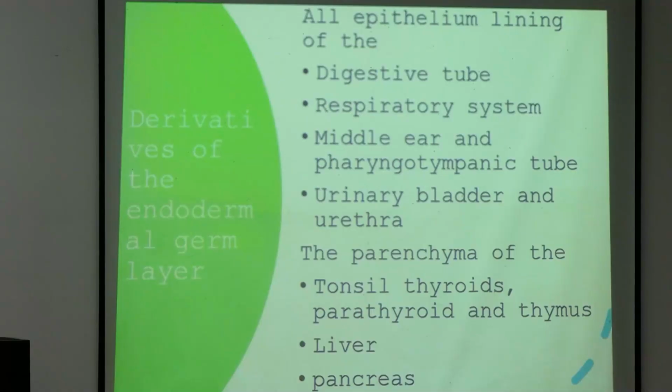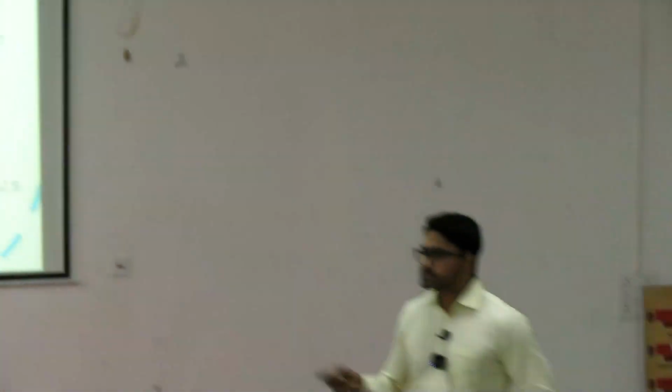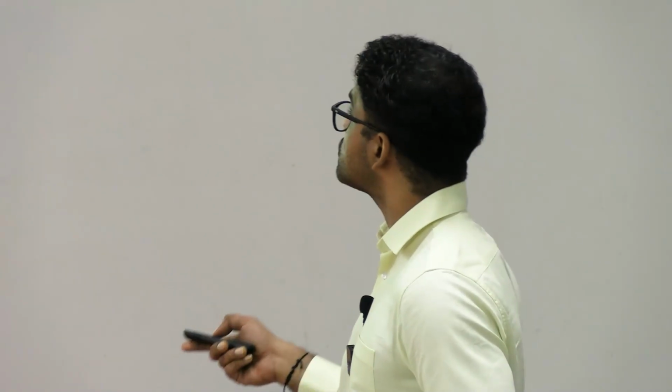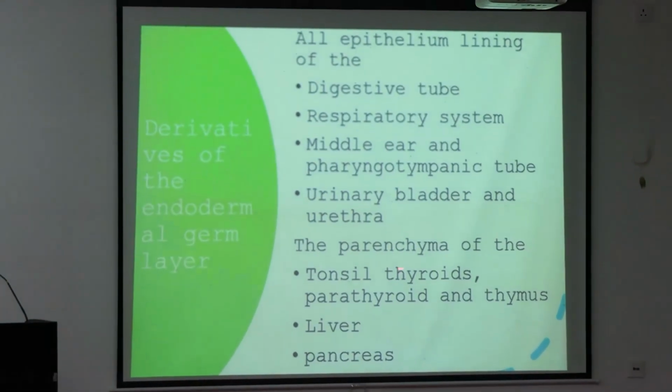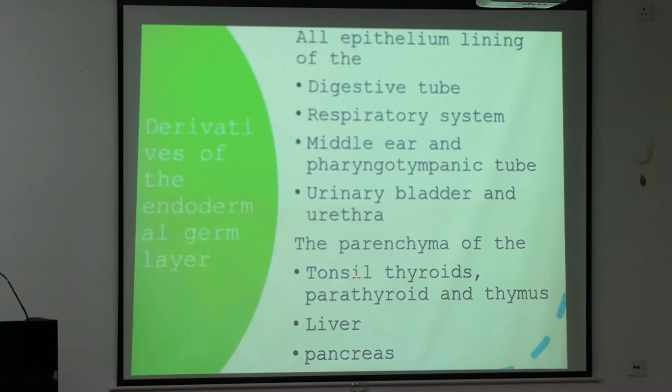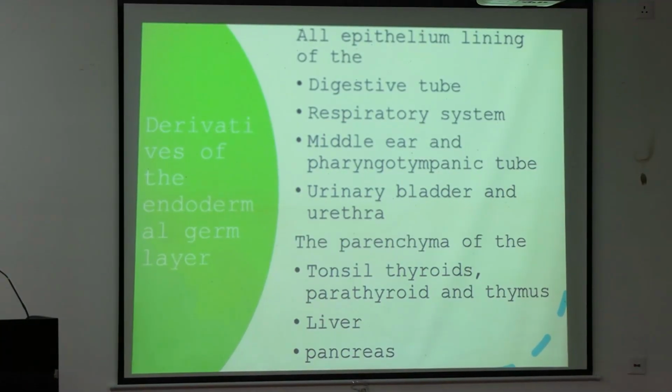These are from endodermal lining. Endoderm means lining. It lines all the organs. So the digestive tube is lined by endoderm, respiratory system is lined by endoderm, middle ear, urinary bladder, everything is lined by endoderm. Tonsils, thyroids, parathyroids and thymus, these glands develop from endoderm, and since the digestive tube is developing from endoderm, liver and pancreas develop from endoderm as well.